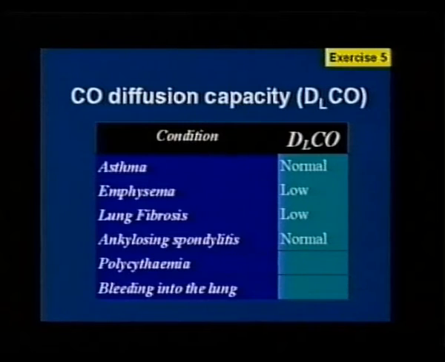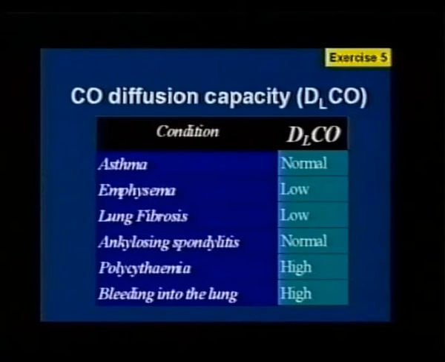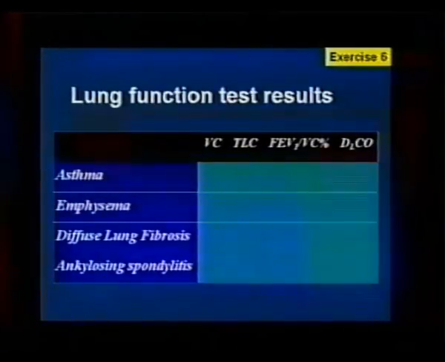In polycythemia, because of the increased hemoglobin concentration in the blood, carbon monoxide is taken up more rapidly and more readily, and therefore carbon monoxide diffusion capacity is in fact increased. When there's bleeding into the lung also, because of the blood inside the lung alveoli, it takes up the carbon monoxide and is another cause of increased carbon monoxide diffusion capacity.